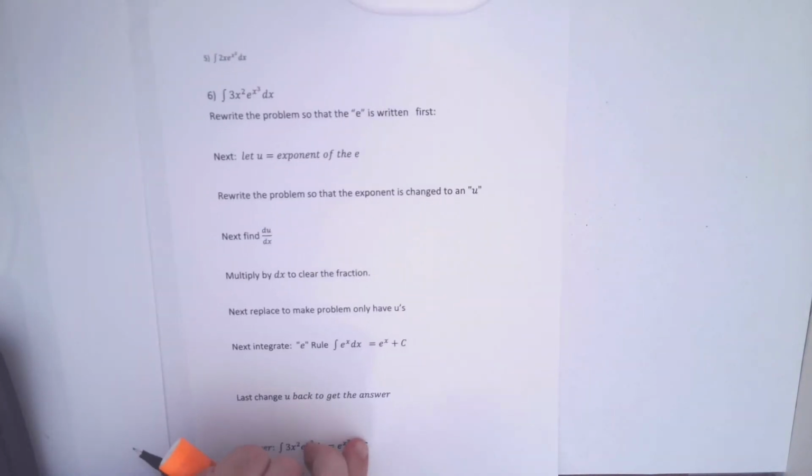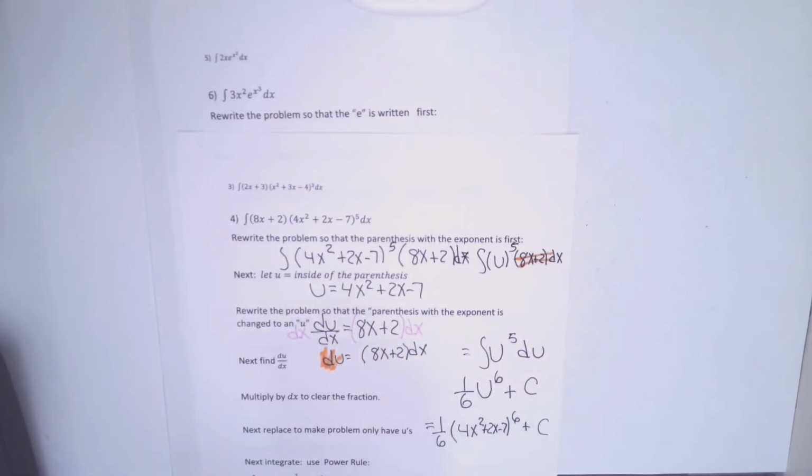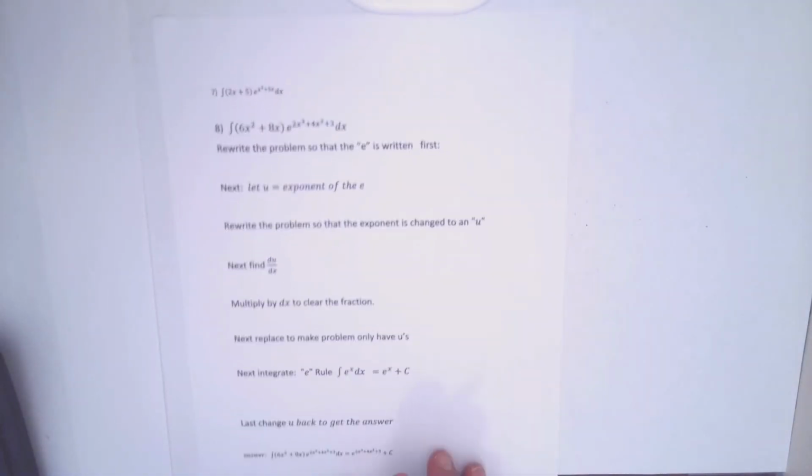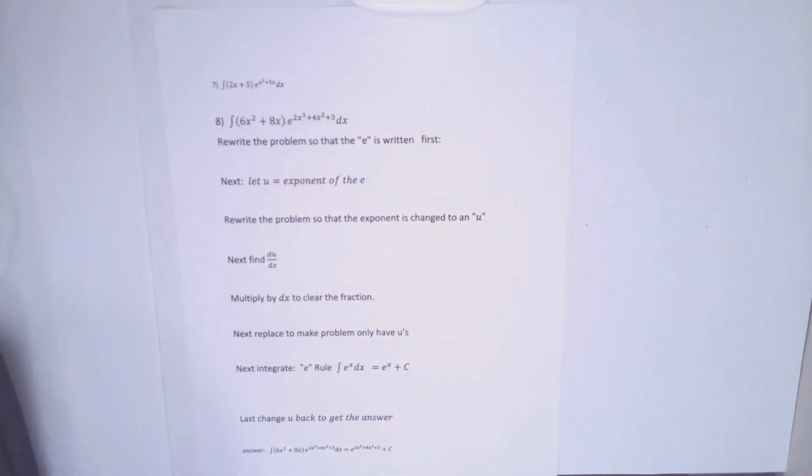Let's do an e problem. That's a friendly e problem. Let's do an uglier e problem. So let's skip 6 and go on to 8. I don't think I need to do every problem in these because we did the warm-up half.